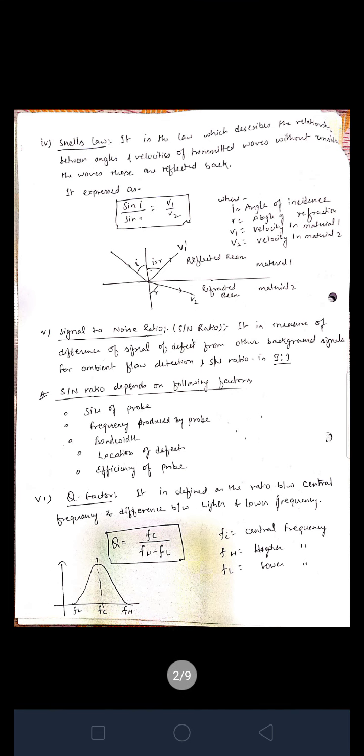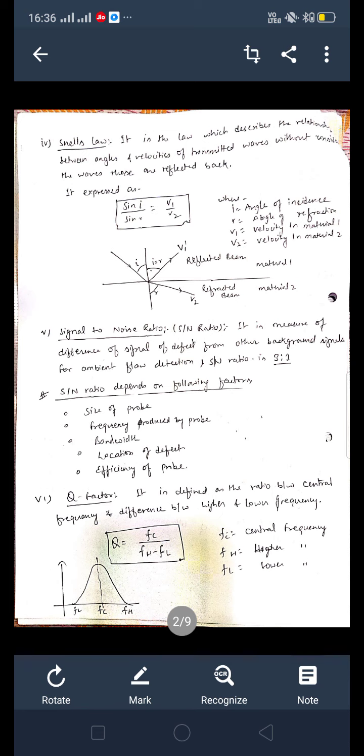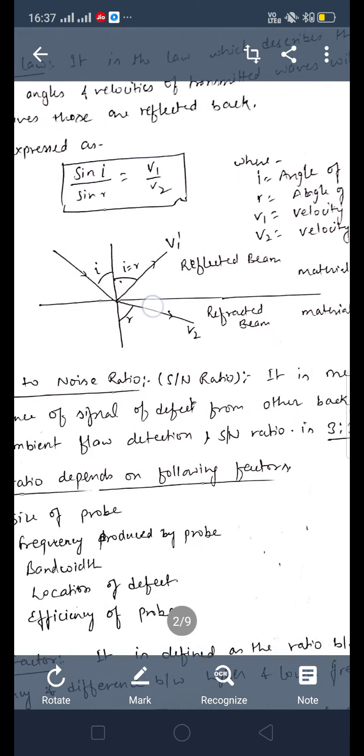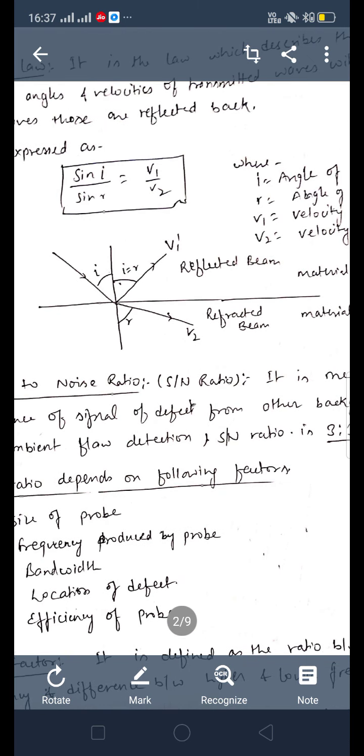क्या कहना चाह रहा है कि it explains the relation between the angle and velocity. किसकी velocity? Transmitted waves. If any waves are incident on any object and get transmitted back to the surrounding, those are the transmitted waves. So the relation between the angles and the velocity of transmitted waves, without considering the waves that are reflected back. Now it is expressed as sin i upon sin r equals v1 upon v2.